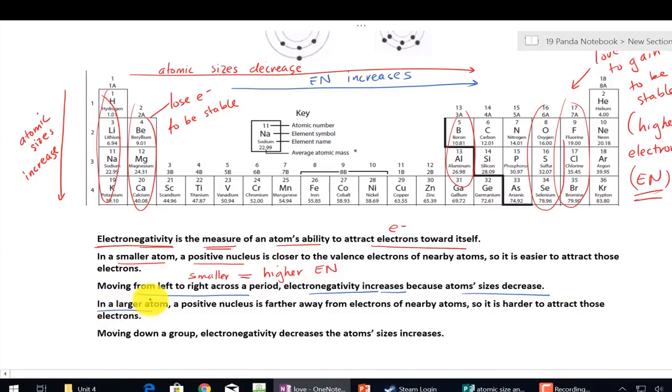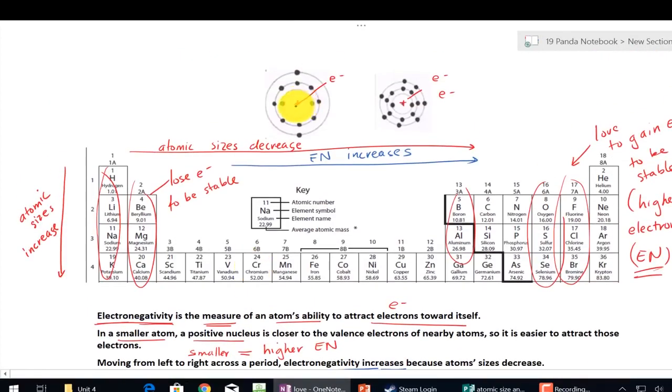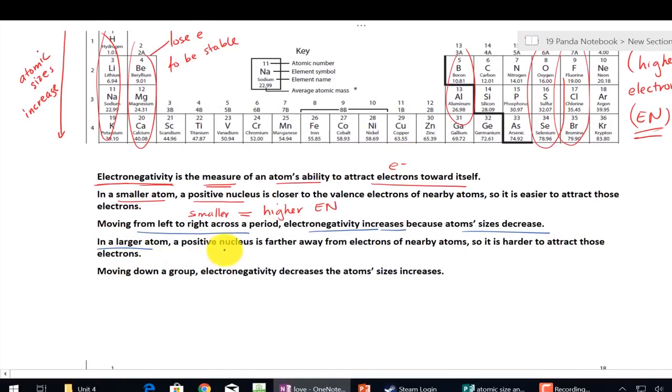Of course, in a larger atom, we looked at this before, it is too far away for this proton or that nucleus to gain the electron from all the way outside, right here. It's too far. So, of course, it has a lower electronegativity. In this case, in a large atom, the nucleus is farther away from the electron of nearby atoms. So it would be more difficult, or harder, for it to attract nearby electrons.